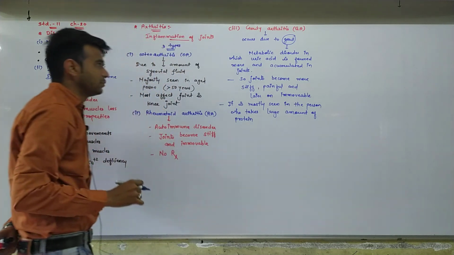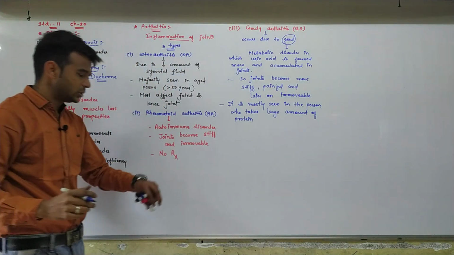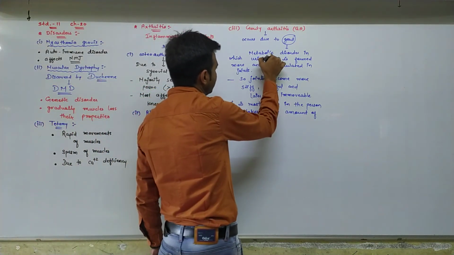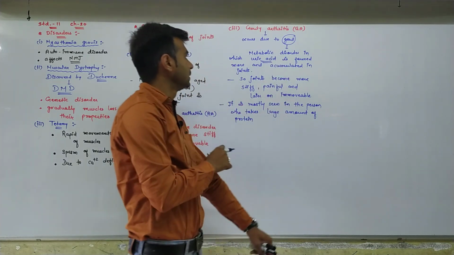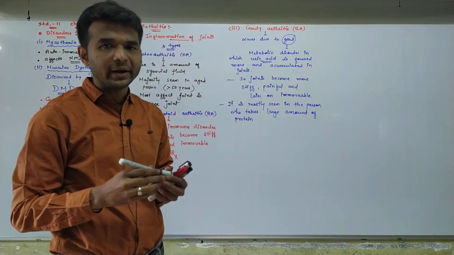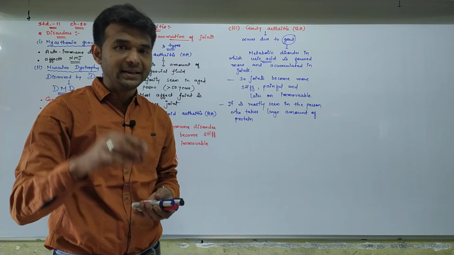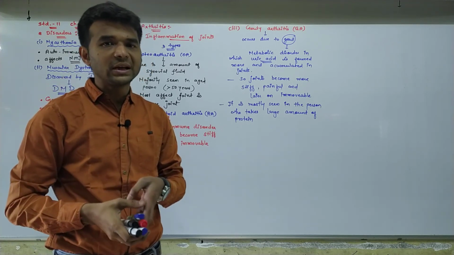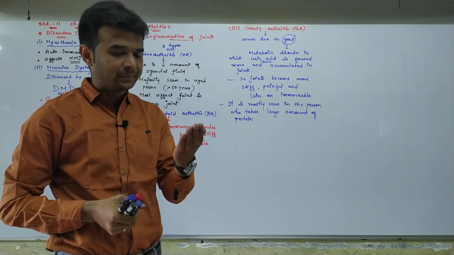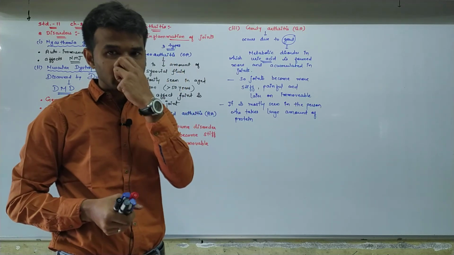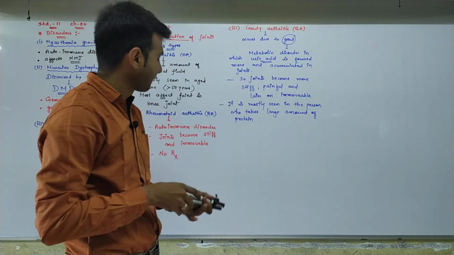So gout is a metabolic disorder. So here uric acid is formed. So uric acid is accumulated in the joint. As a result, in the joint large knots are formed, thick lumps are formed, and it fixes the joint, stiffens the joint.